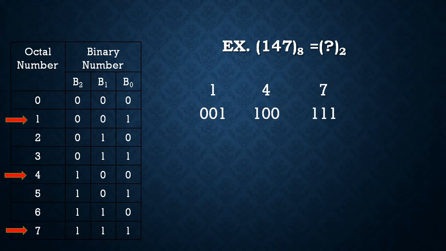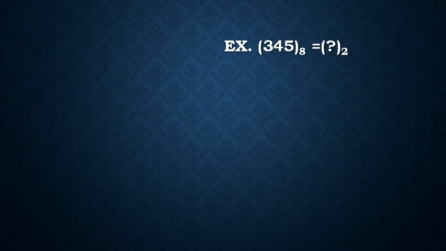After getting the binary values, we have to combine them to form the result of octal to binary. So 147 to the base 8 has the result 001100111 to the base 2. Again we take another example, 345 to the base 8, and convert it into binary. Again we use the same procedure.